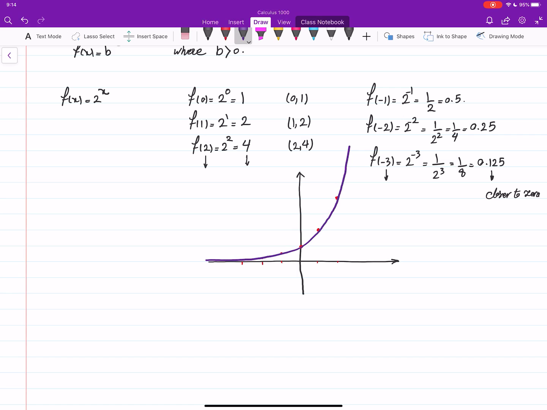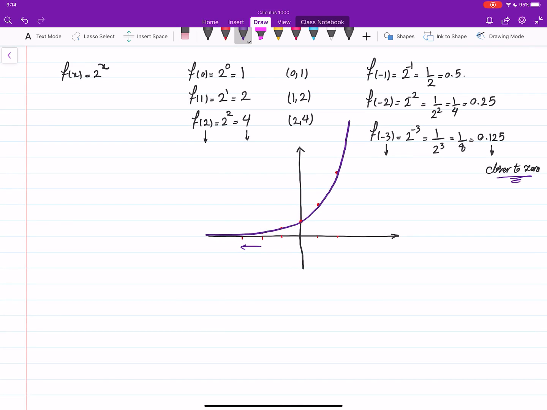Remember the point that I mentioned: when we go to the negative numbers, the graph of the function gets closer and closer to the line y equal to 0. Very nice. So that is a sketch of the graph of 2 to the power x.